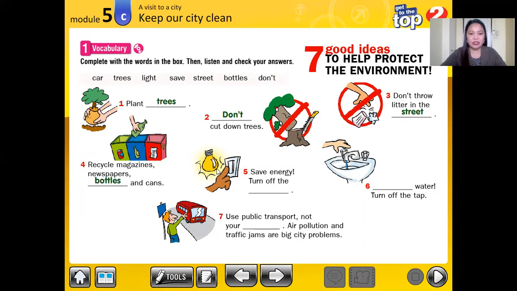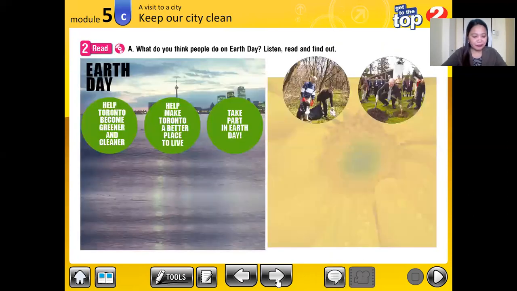Okay, next, this picture. Save energy. Turn off the light. Number 6, save water. Turn off the tap. And number 7, use public transport, not your car. Air pollution and traffic jams are big city problems. So those are the vocabulary that completes our sentences today. Next, let's move on here. Look at the picture.